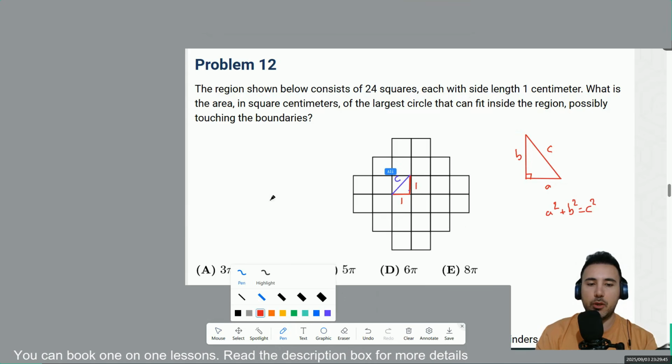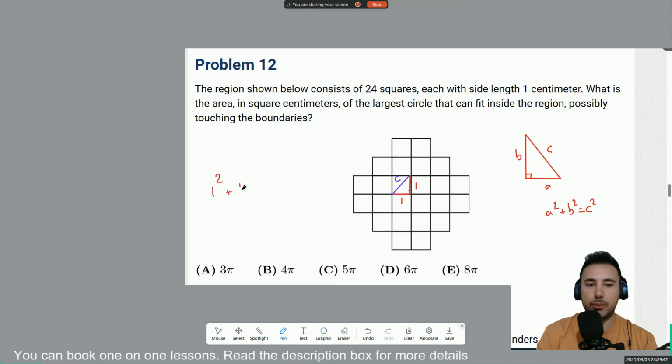Then we know 1 squared plus 1 squared is equal to C squared. 1 squared, 1 times 1 is 1, plus 1 is equal to C squared. So 2 is equal to C squared. So C is equal to the square root of 2. The square root of 2 is approximately 1.4. So this length is 1.4. Okay, so let's read the rest of the question here.